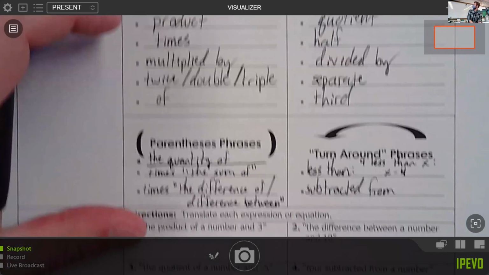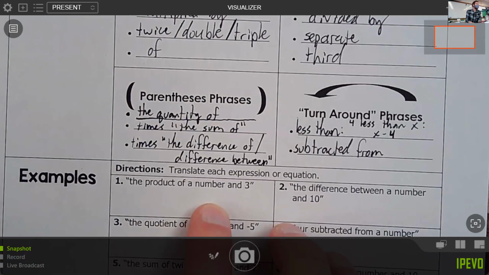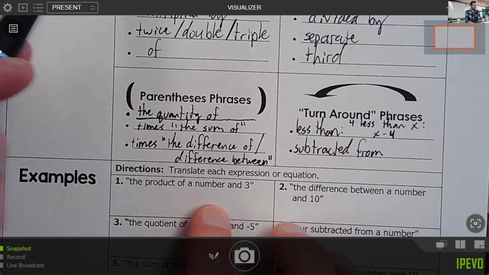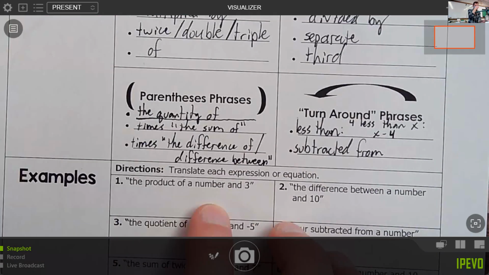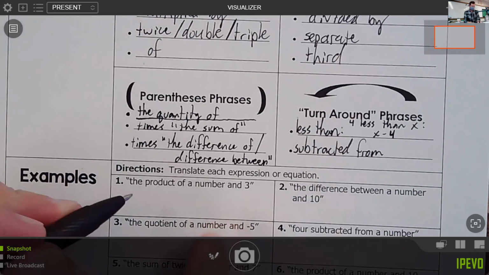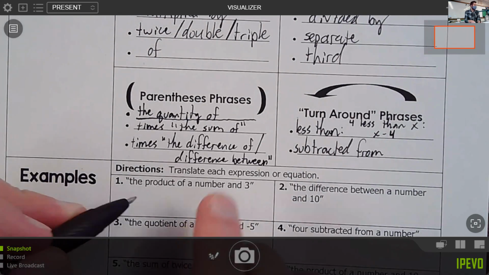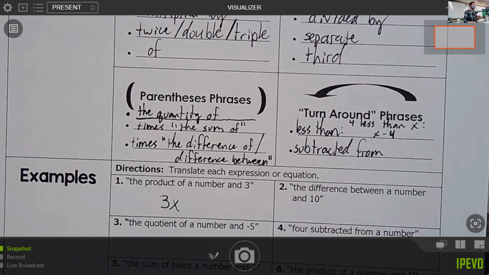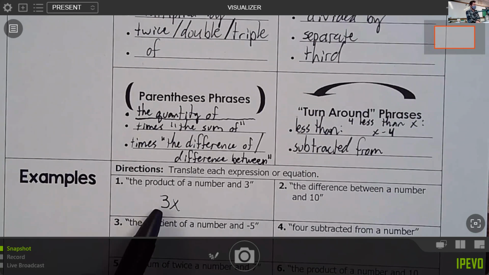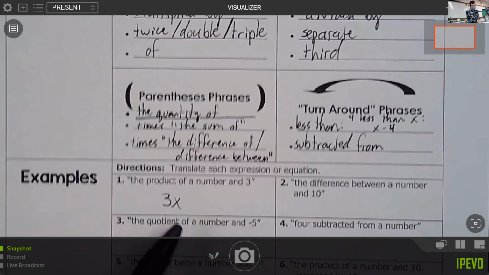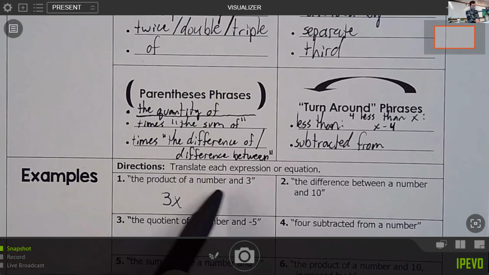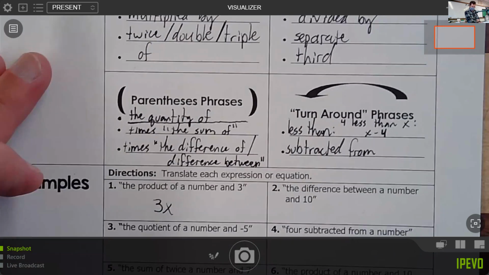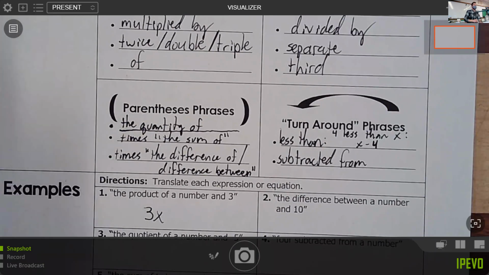So here it says the product of a number and 3. Product means what? Based on our word bank that we created, where's product at? Multiplication. So we're going to multiply a variable with 3. So that would be like 3x, 3 times x. And remember, when you write an expression with multiplication of a number and a variable, the number is going to come before the variable. So the value of the number 3 is going to come before our number, a number, which would be x. How about the difference between a number and 10? What does difference mean?